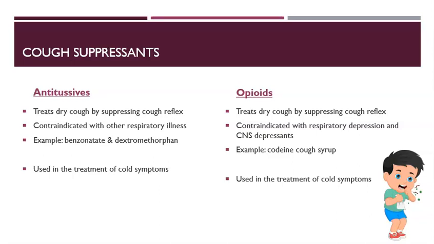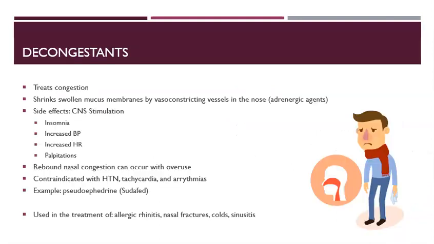Opioid cough suppressants will also treat a dry cough by suppressing the cough reflex. They are contraindicated with respiratory depression or with the use of CNS depressant drugs. An example of this is codeine cough syrup. We also talked about this in the treatment of cold symptoms.